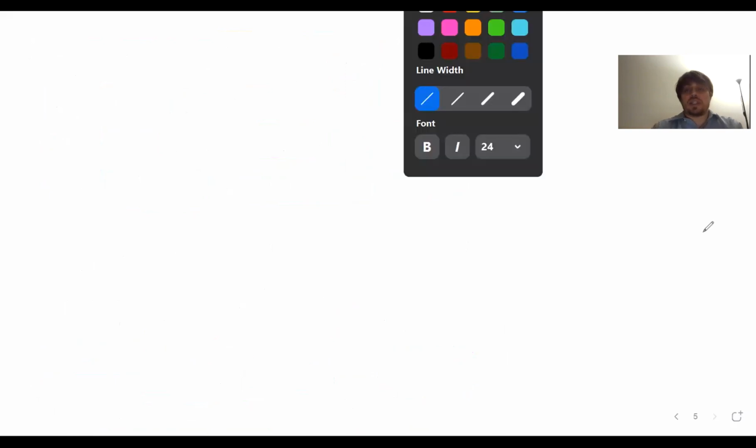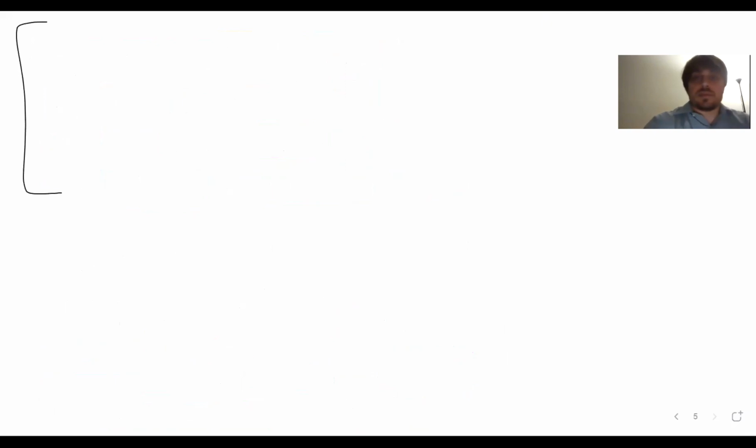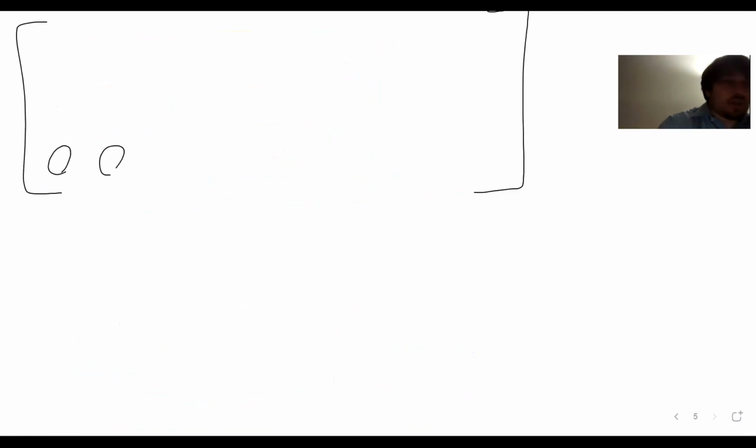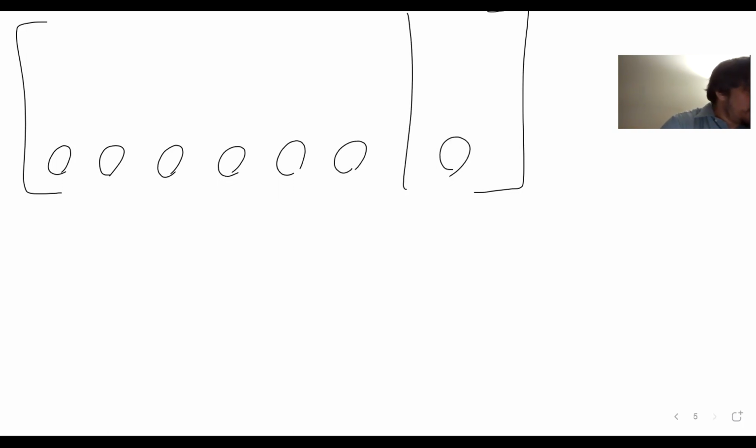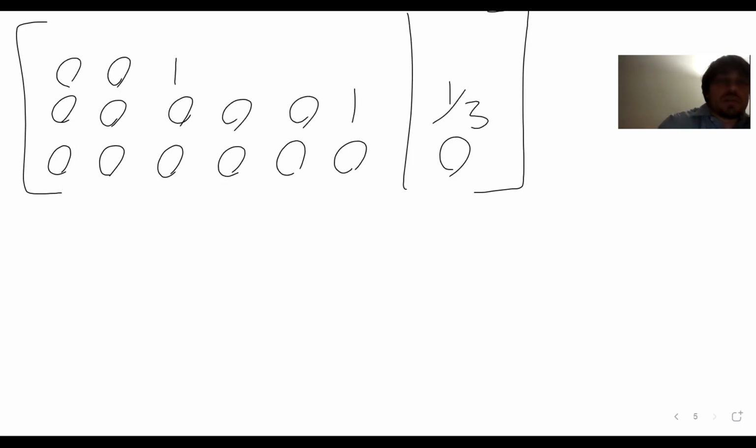Okay, so now let's go here. Starting at the bottom, we have 1, 2, 3, 4, 5, 6 zeros, and then 5 zeros and a 1, and then 1/3. And then next we have 0, 0, 1, 2, and then 0, 0, 0. And then the top row is 1, 3, 0.